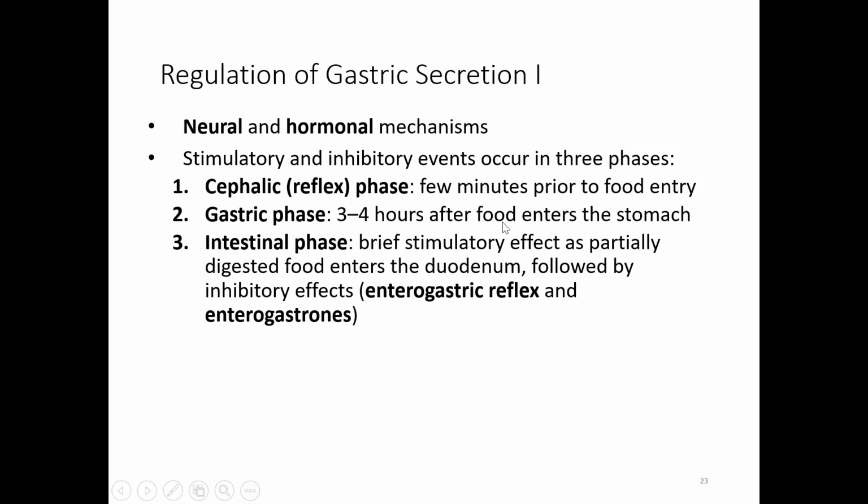Gastric phase. For 3-4 hours after food enters, the stomach produces a lot of stomach juice, hydrochloric acid, and digests that food. Finally, when that partially digested food goes from the stomach to the duodenum, it's the intestinal phase. Right now, we need to slow down the stomach. So that is an inhibitory effect, called the enterogastric reflex.